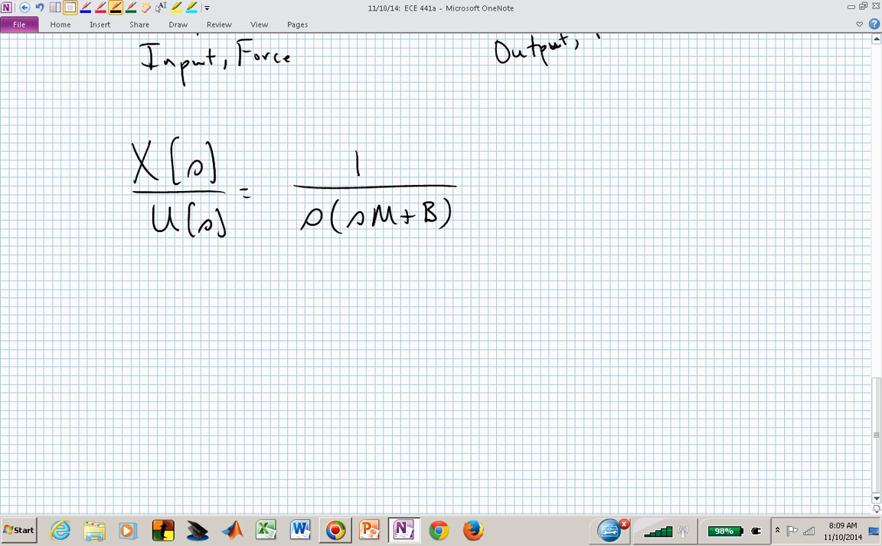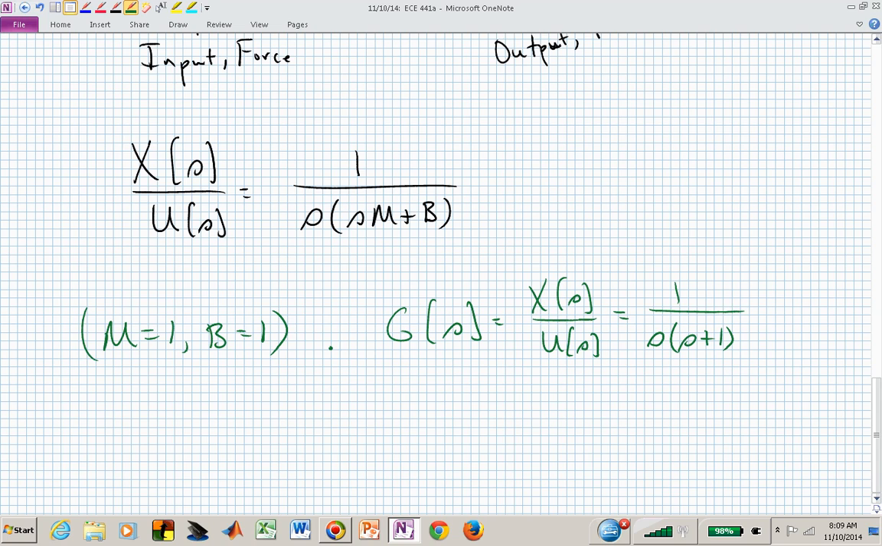We are trying to just play with a system to get comfortable with this idea of controller design. We're not really focusing on a specific system, so let's make it somewhat clean by letting our mass be 1 and our damping constant B be 1. Now we have a transfer function, G of S, with some pretty clean factors. We have a pole at the origin and a pole at minus 1. That's now our open loop system, capital G of S.